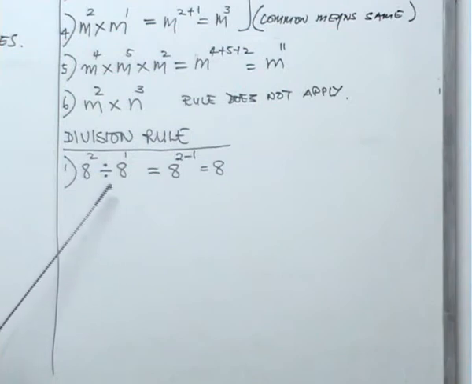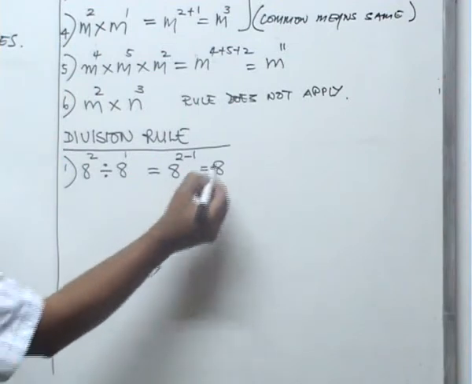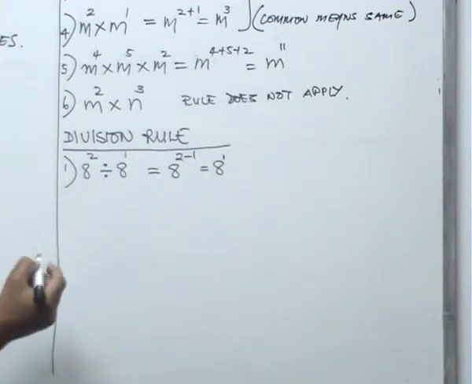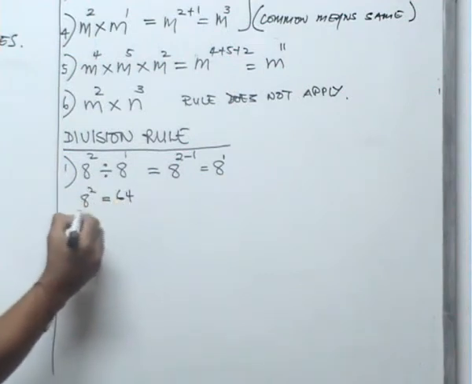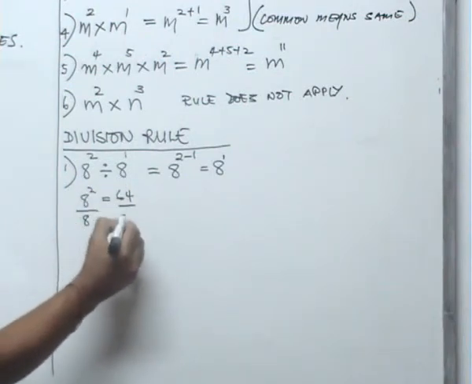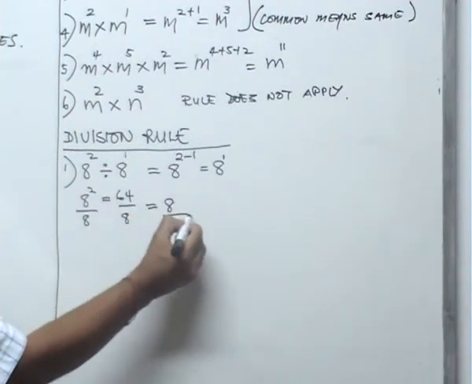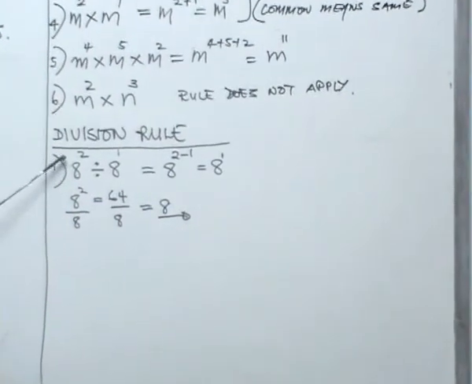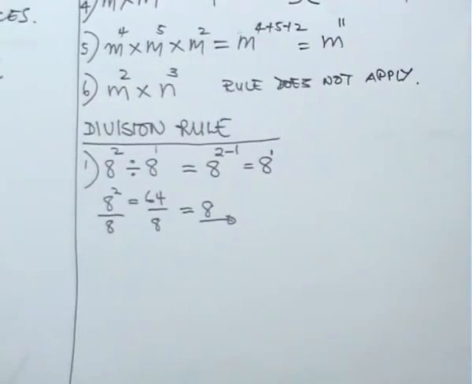Now, let me just demonstrate that it is true. The division rule says, write down the common base once, subtract the indices, and so your final answer is 8 to the 1, which is 8. Well, let's see if it is true. 8 squared is 64, divided by 8. So that means this is really 64 divided by 8. Now you can put that in the calculator and you'll see you get the final answer, 8. So whatever we're showing you here is true, as is demonstrated by this example.